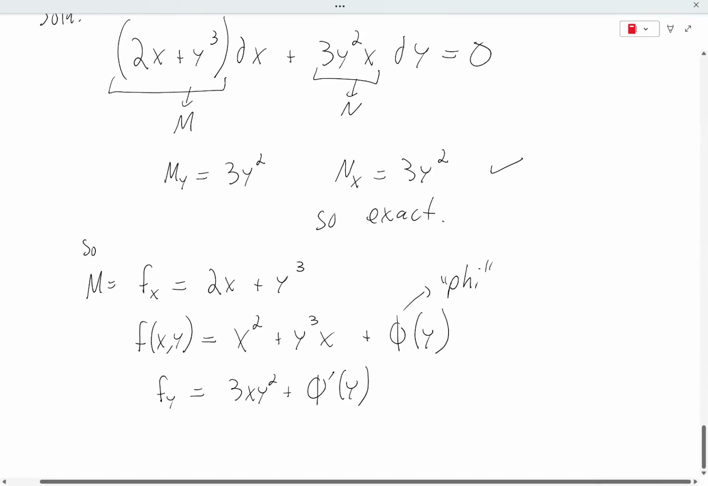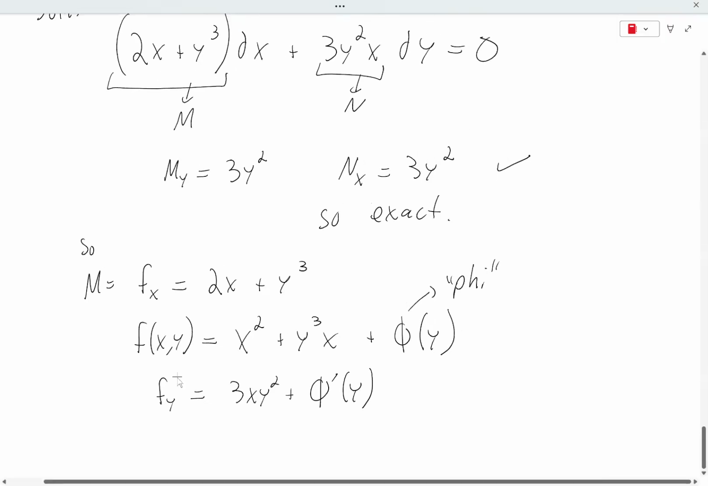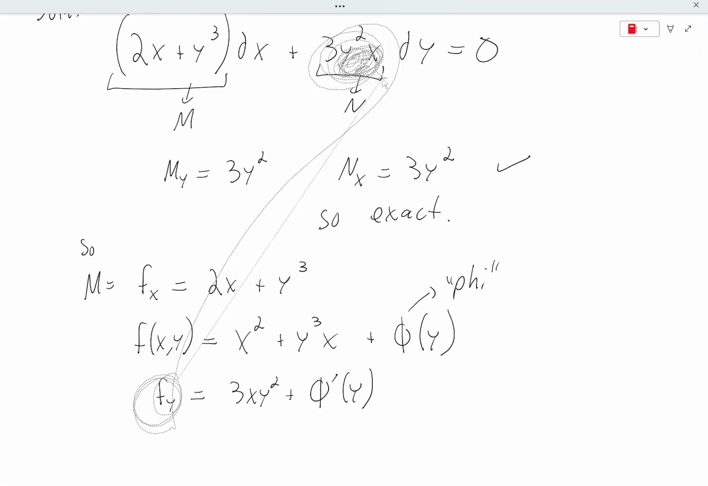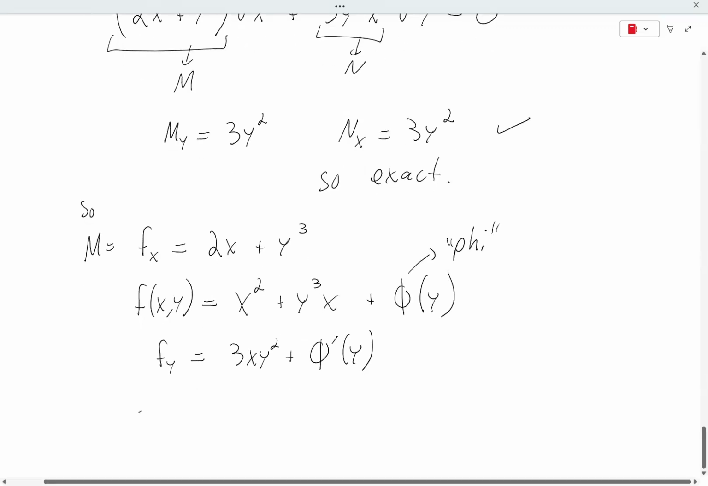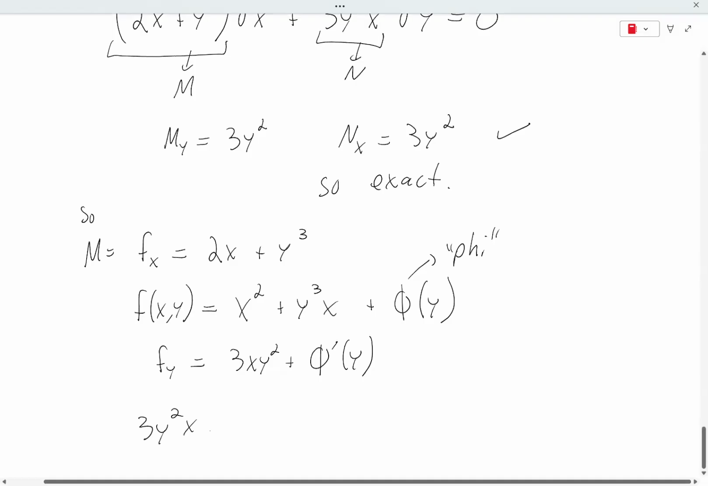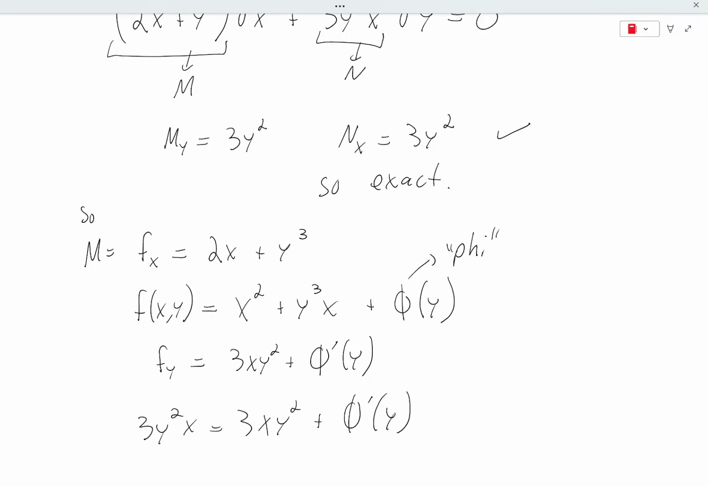Okay, like this. Now we also know that this f sub y also has to be the N up here. That f sub y has to be the N over here. So now on the left side, I can write this: 3y squared x equals 3xy squared plus phi prime of y, like this.